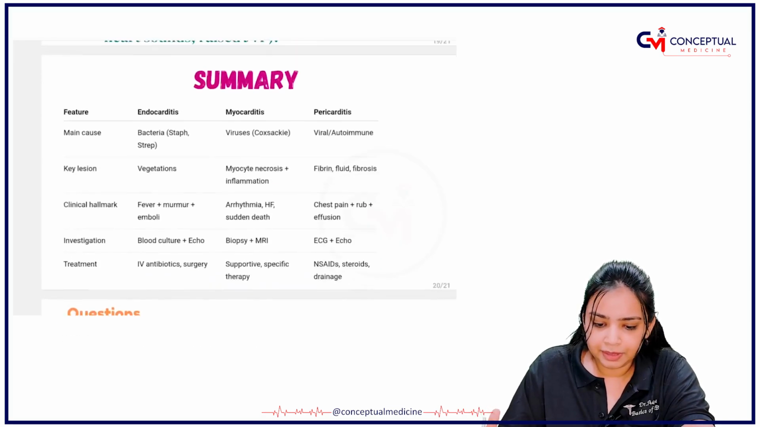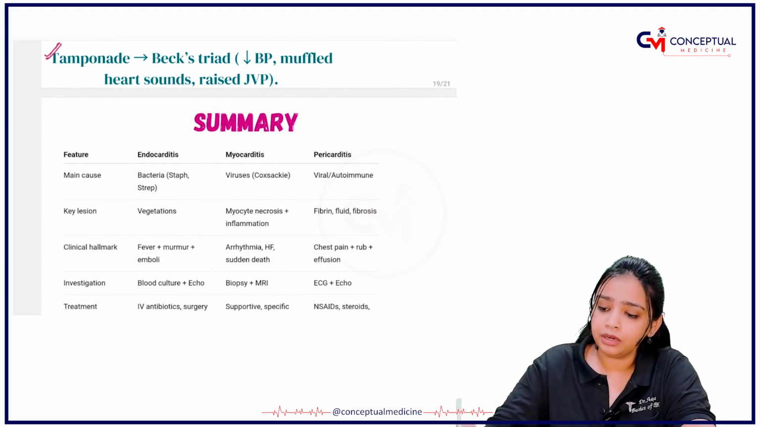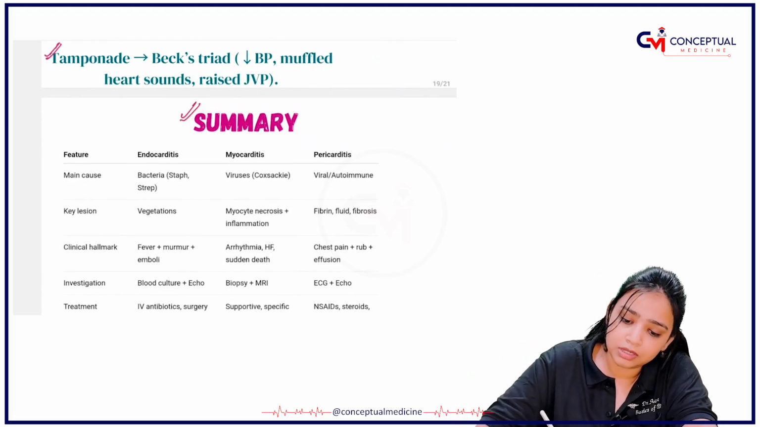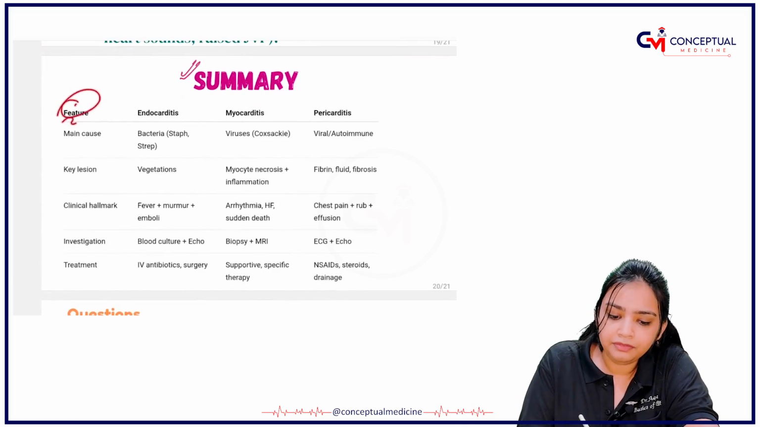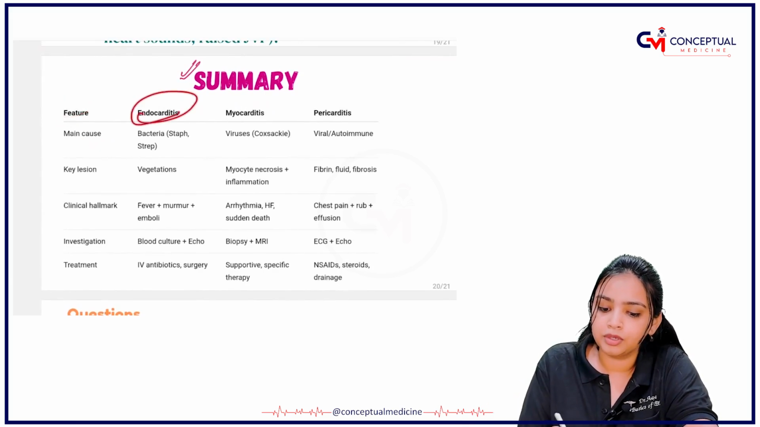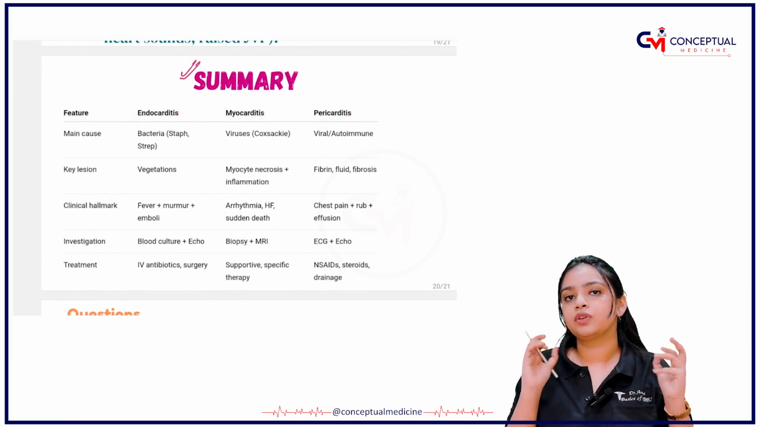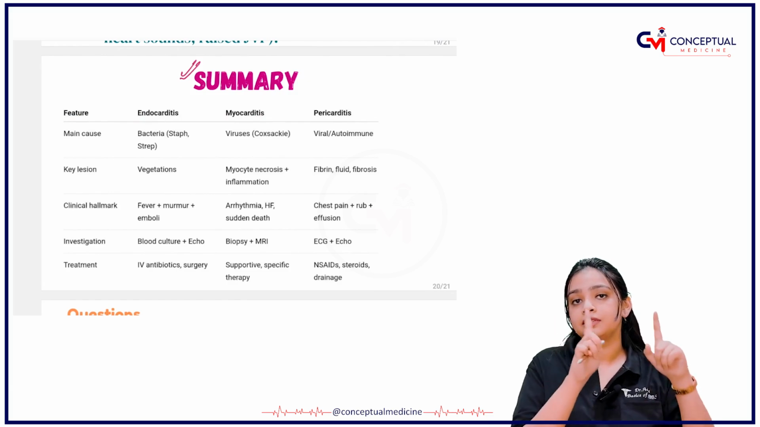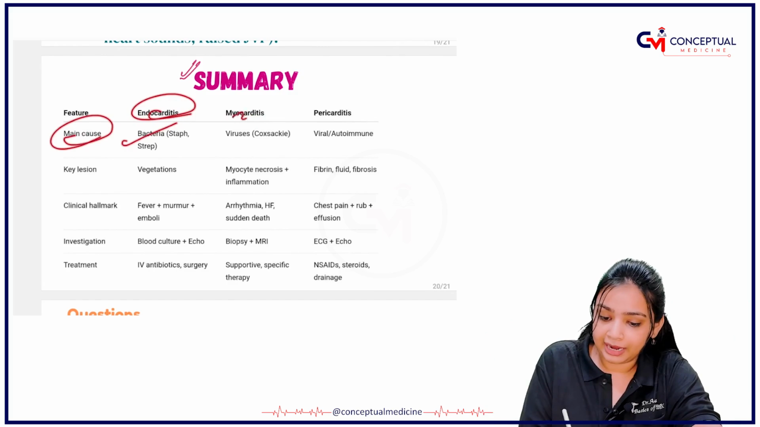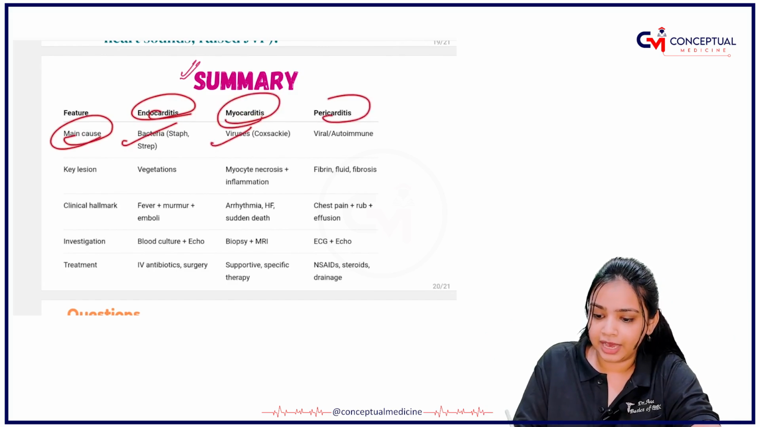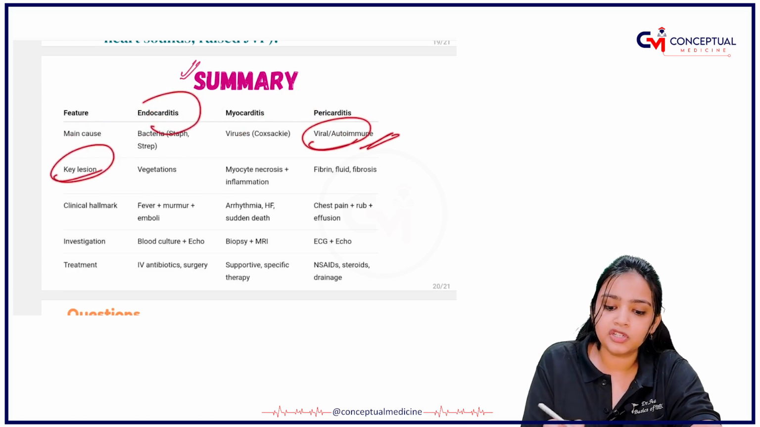Next thing that we will be studying is the summary, because summary is very, very important, and one day before your exams only the summary will come to your rescue. Let's see what we have in the summary. First is the feature, then endocarditis, myocarditis and pericarditis, because they are the main heroes, right? We have three kinds of carditis: endo, peri, myo. What is the main cause of endocarditis? Bacterial. Main cause of myocarditis? Virus. Main cause of pericarditis? Viral or autoimmune.